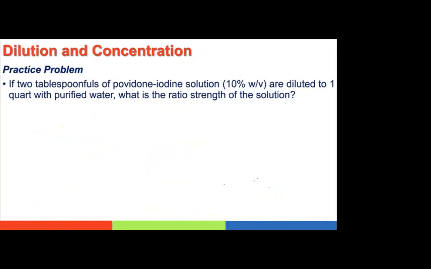If 2 tablespoonfuls of povidone iodine 10% are diluted to 1 quart with purified water, what is the ratio strength of the solution? We mixed different units, quarts. So let's use SI units, since this is per volume. The volume here is in ml. So both tablespoonful and quarts must be converted to ml.